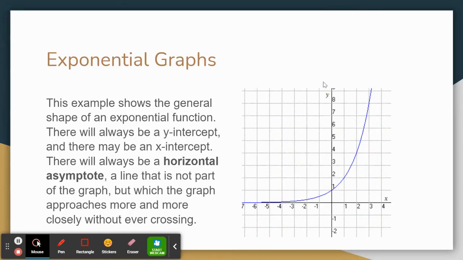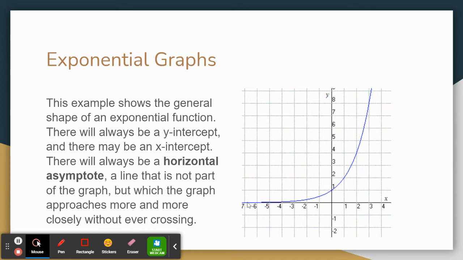This example shows the general shape of an exponential function. There will always be a y-intercept, and there may be an x-intercept. There will always be a horizontal asymptote, a line that is not part of the graph, but which the graph approaches more and more closely without ever crossing. So let's take a look at this graph that I have here.